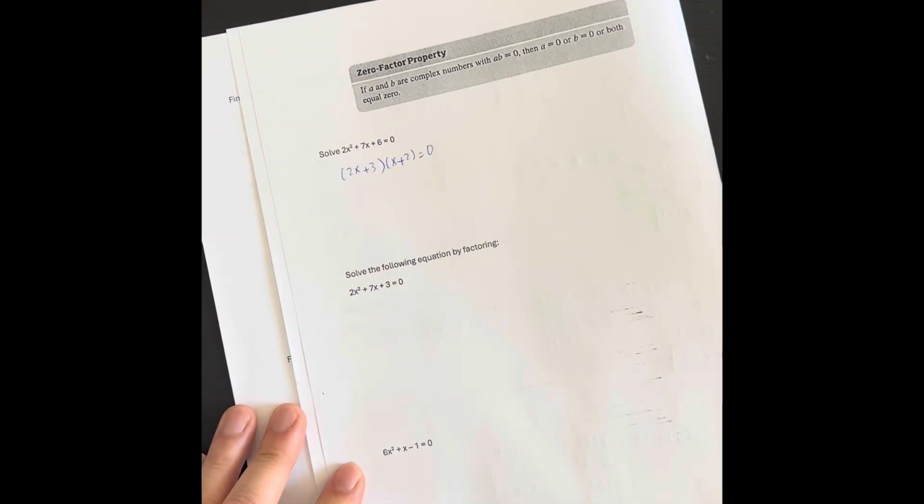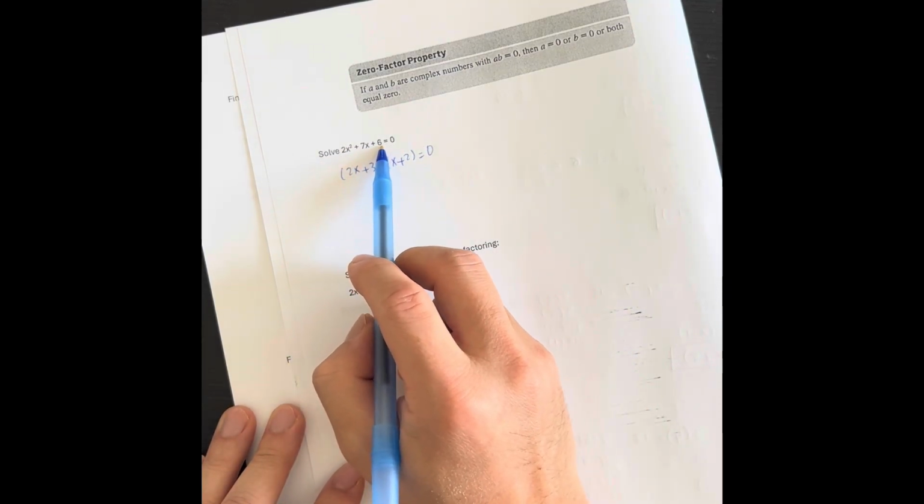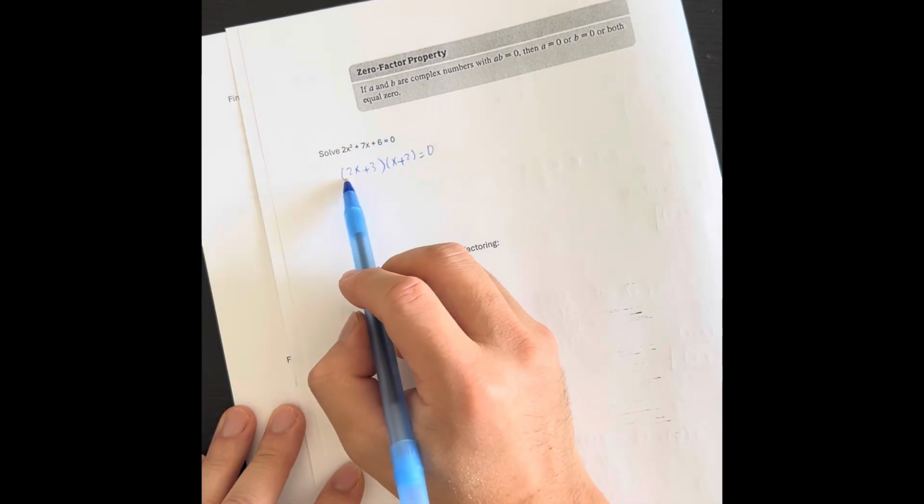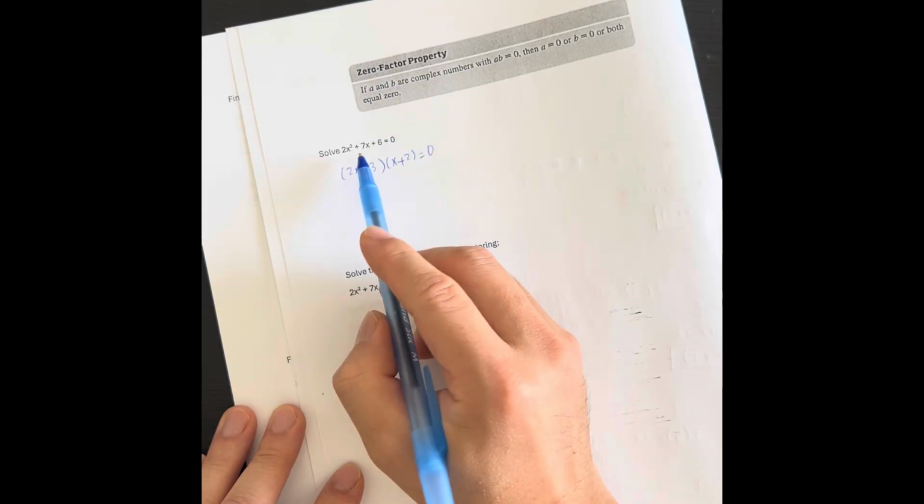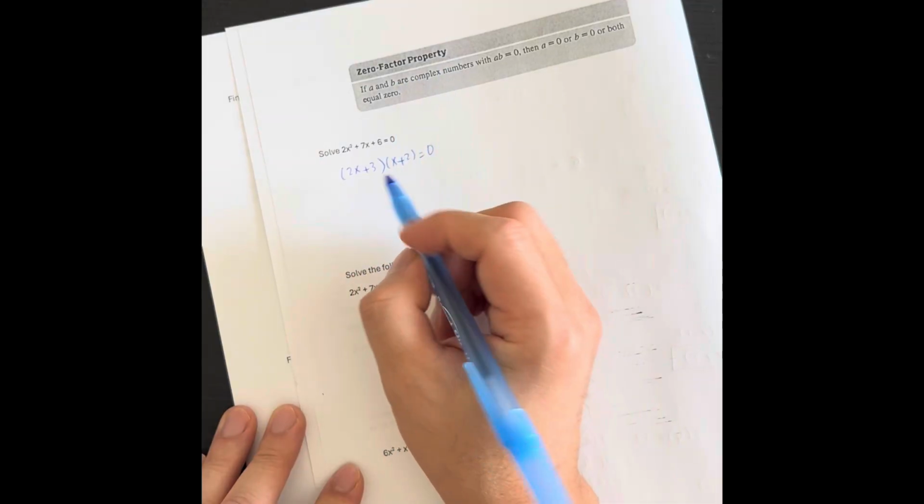So here's the zero factor property. If the product of two numbers is 0, then either of the two numbers is 0 or both are 0. So here, 2x squared plus 7x plus 6 equals 0. On the previous slide, we factored this to be 2x plus 3 times x plus 2, so we can rewrite that. And then we can solve this using the zero factor property.